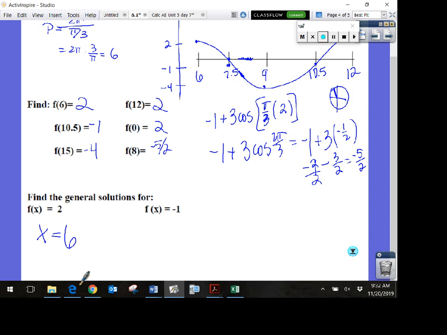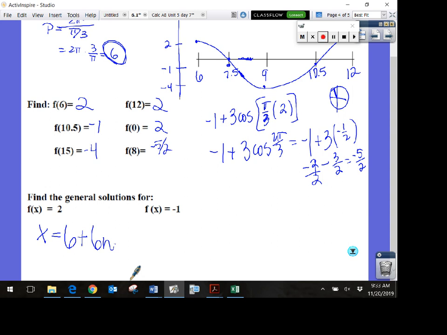So the x value where it happens plus the period. We already found the period. 6n. That's it. That's your general solution. 6 plus 6n. Could we have just said 6n? You could. I could use 0, 6, 12, negative 6, negative 12, negative 36, 36, anything. Because this value happens every 6 radians. So that could be any of those.